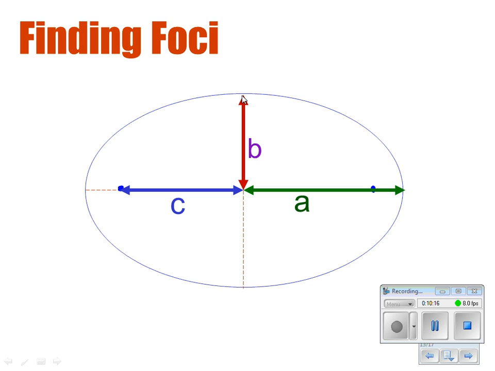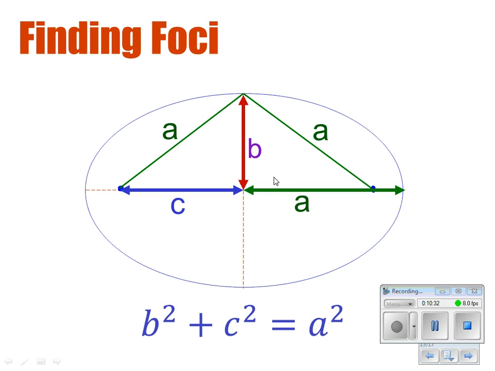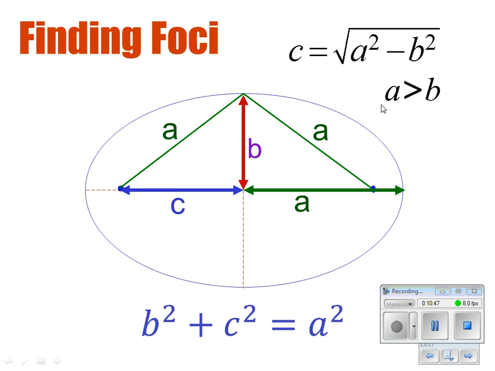So if the string has a length of 2a, and we do that, then this piece of string, this distance should be a, and this distance should also be a, because the total length of the string is 2a. And that allows us to create a Pythagorean relationship. b squared plus c squared is equal to a squared. And we can then figure out what c is based on knowing a and b. So subtracting b squared from both sides and taking the square root, we get c is the square root of a squared minus b squared, remembering that a is our bigger number.